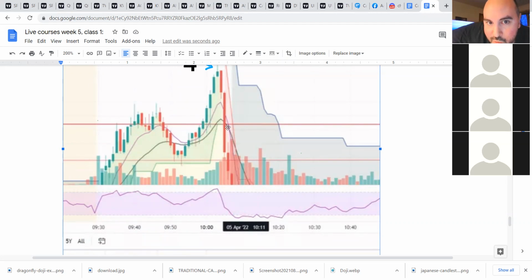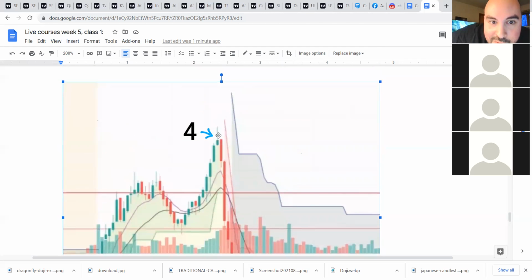So I use a 9 and a 20 here, and you have your bear cross or your death cross here, and you get your cross, right? And then you have your confirmation candle here, that's obviously closing way lower. You can see this is a clear downtrend here. All right, what is this, guys?